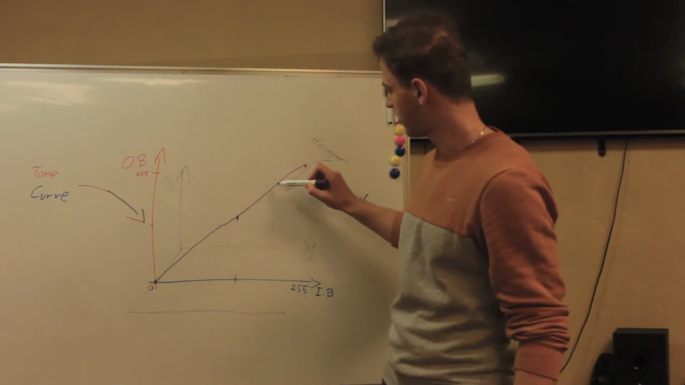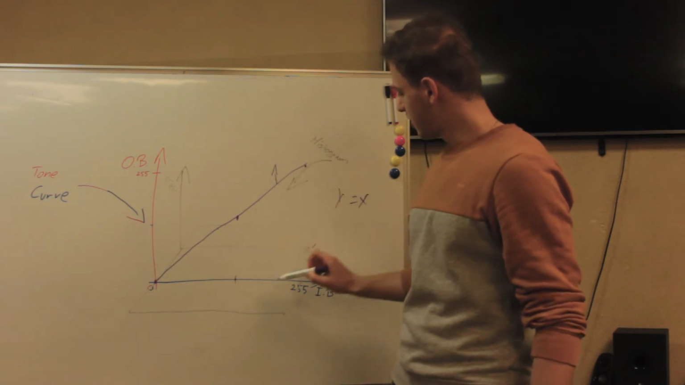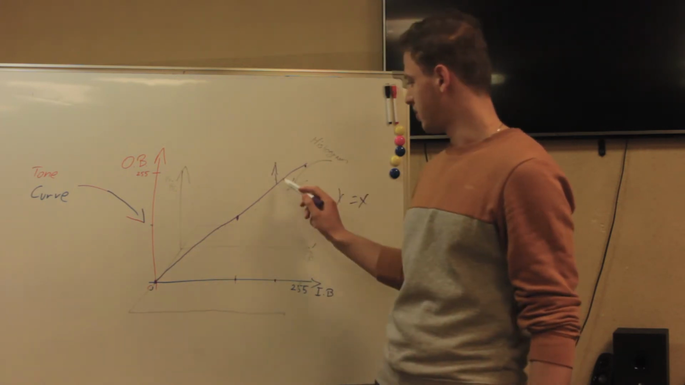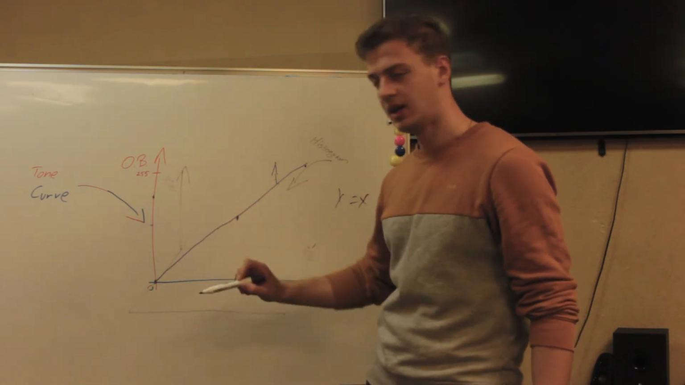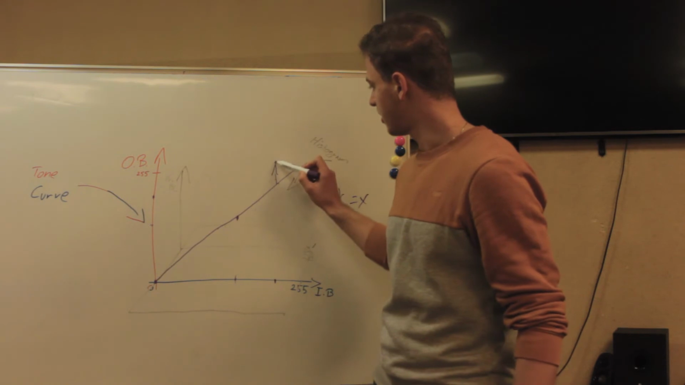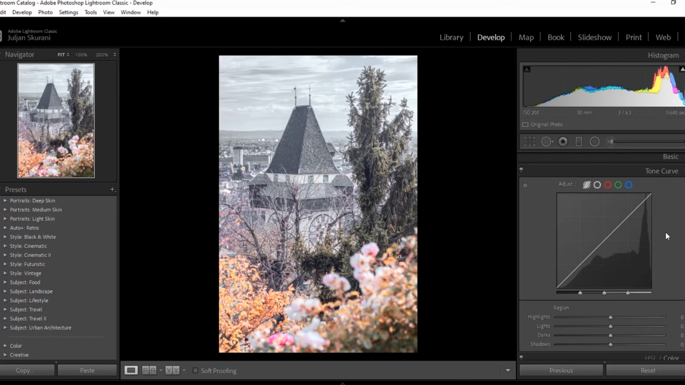For example, if you increase the curve right here, then the input brightness of these pixels, which was there and in the output was here, will now have a higher output brightness, and the curve should be something like this. So now that we've learned all this information, we can start thinking about what kind of adjustments to make to the curve.